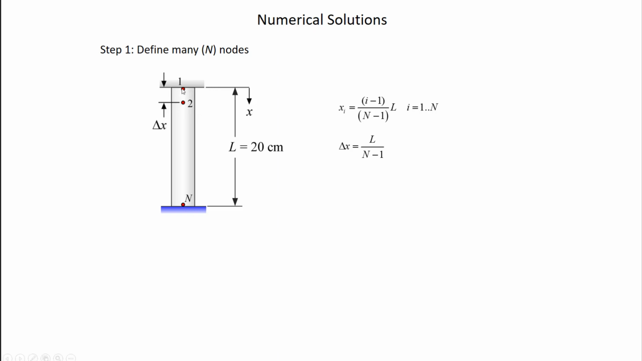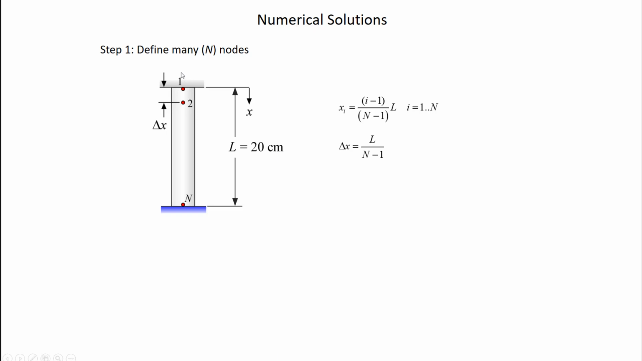I'll put node 1 right here at x equals 0, and then node 2 will be delta x away from that, and 3 and 4 all the way to node n, right? So I'm uniformly distributing these nodes. That gives me this equation here, right? It says that the axial location of node i is given by i minus 1 times L divided by n minus 1. So if I think about this, it should make sense.